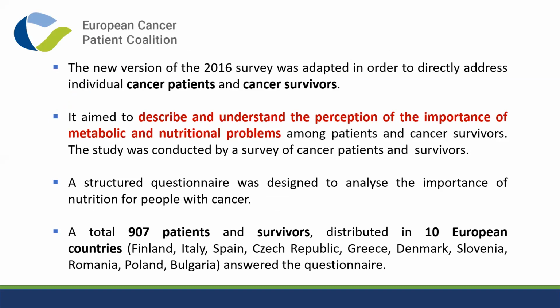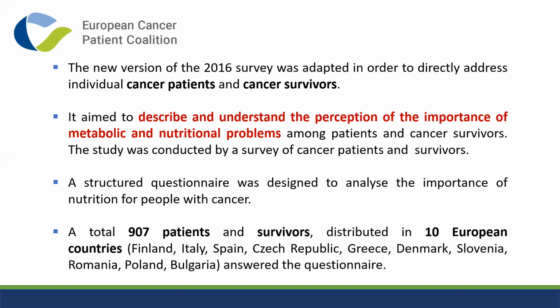The new version of the survey was adapted in order to directly address the individual cancer patients and the cancer survivors. It aimed to describe and understand the perception of the importance of metabolic and nutritional problems among patients and cancer survivors. The study was conducted by surveying cancer patients and survivors this time, and there was a structured questionnaire designed to analyze the importance of nutrition for people with cancer. A total of 907 patients and survivors were surveyed.